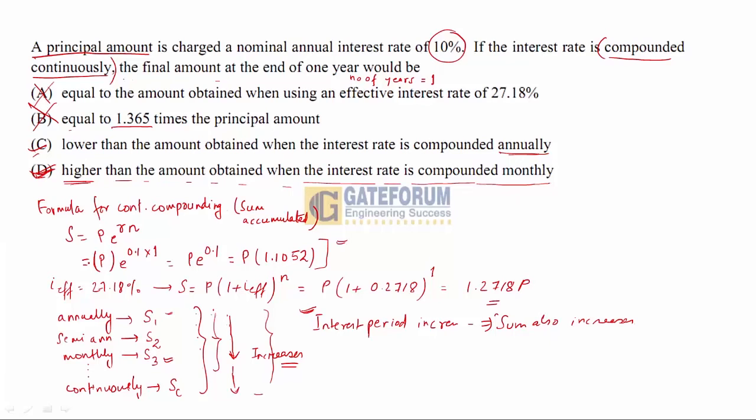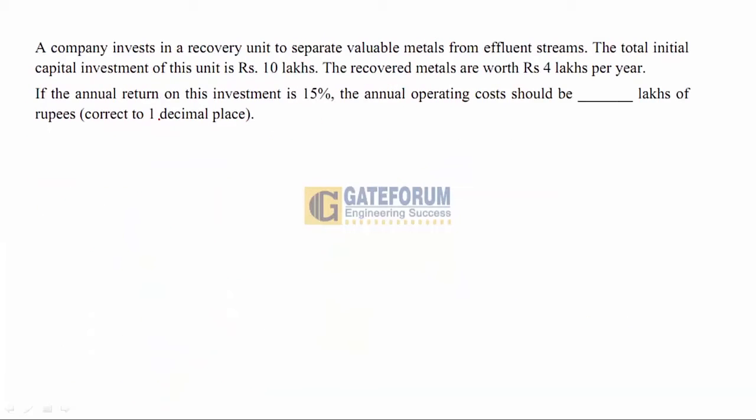Okay, so what this question is saying is that a company invests in a recovery unit to separate valuable metals from effluent streams. The total initial capital investment of this unit is rupees 10 lakhs. Okay, so let me write this data here.